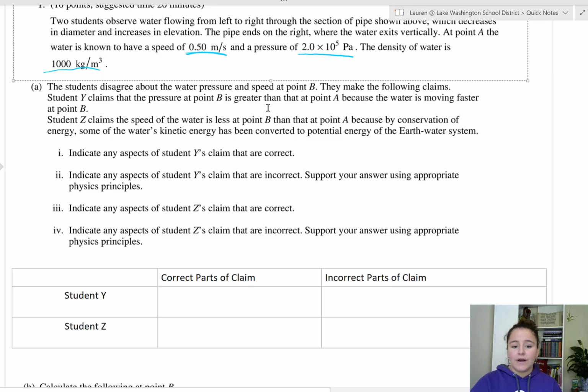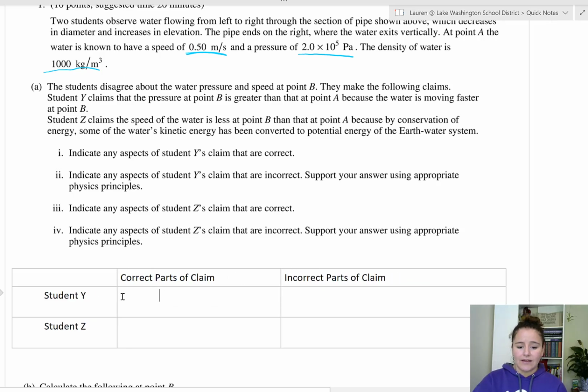system. And what all these bullet points are is they're asking us to analyze those claims, analyze them for things that they said that are correct and for things that they said that are incorrect. So to make that a little bit more organized for us in this video, I made a little chart. Okay. So for student Y, the correct part of their claim is that the water will be moving faster at point B, okay? They claimed that the water's moving faster at point B.